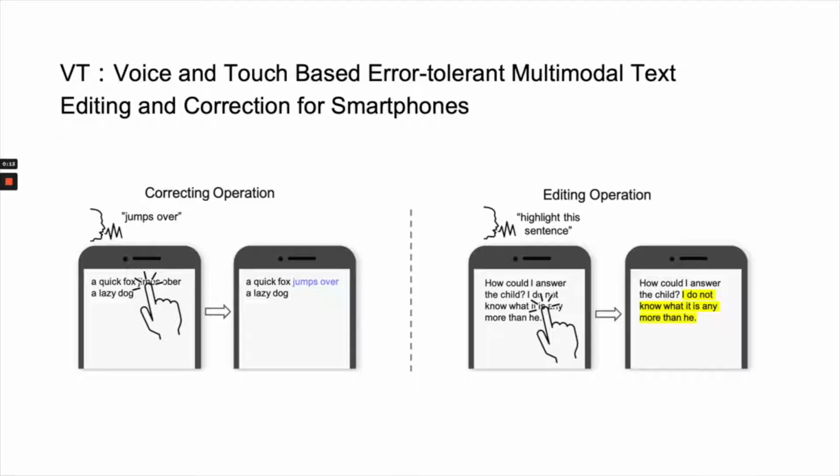In this paper, we propose VT, which only requires users to tap the approximate text location and speak the correction content or the editing command. VT can automatically infer the exact text location based on the voice and touch input and the text context.